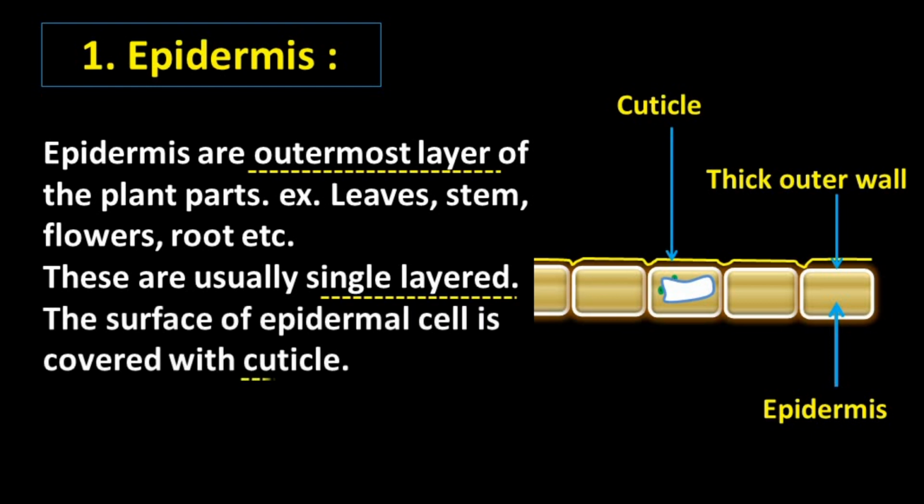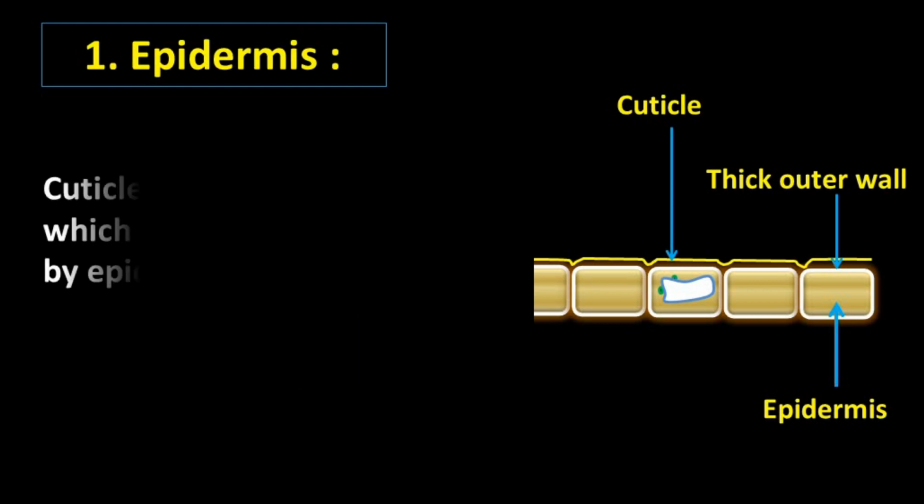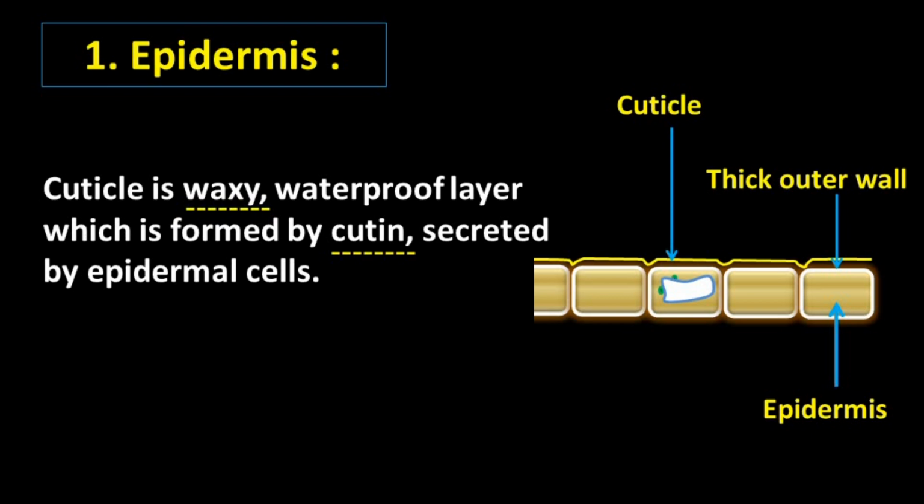The surface of the epidermal cell is covered with a thick cuticle. It also helps to protect the outer layer of the plant body. Due to the secretion of cutin, this thick layered waxy waterproof layer is formed. This is the cuticle.